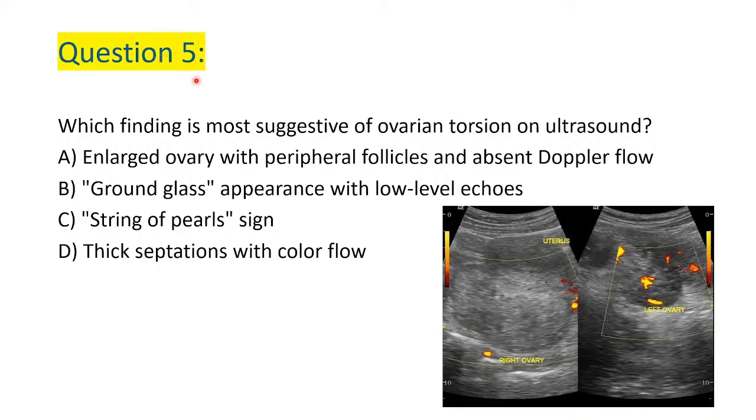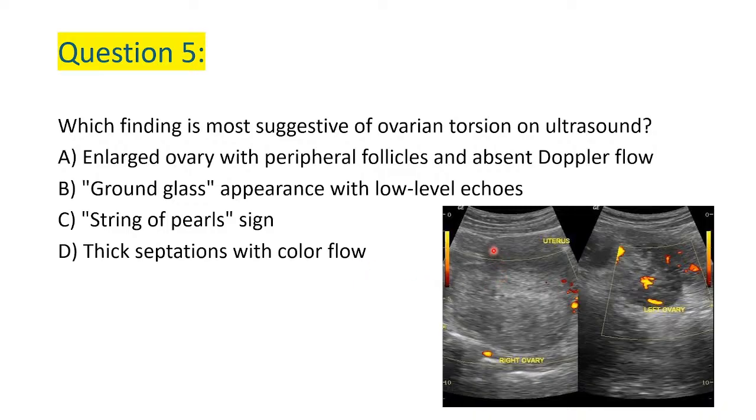Question number 5. Which finding is most suggestive of an ovarian torsion on ultrasound? So ovarian torsion is when the ovary twists. A, enlarged ovary with peripheral follicles and absent Doppler flow. B, ground glass appearance with low-level internal echoes. C, string of pearls sign. D, thick septations with color flow.